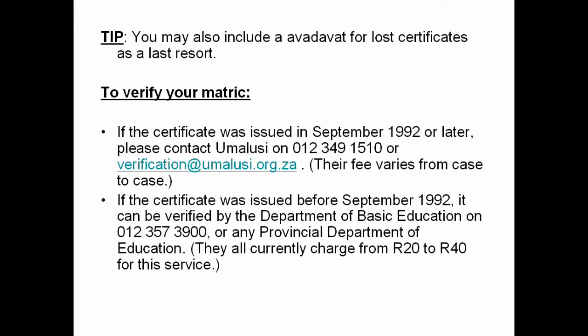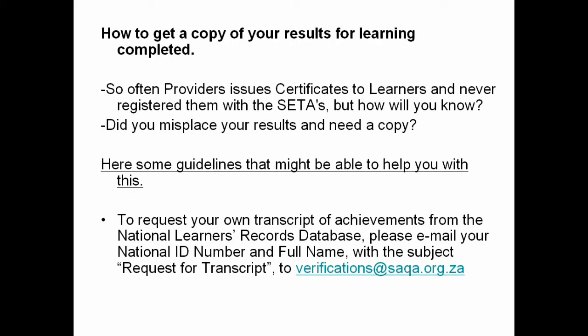How to get a copy of your results for learning completed. So often providers issue certificates to learners and never registered them with the SETAs, but how will you know? Did you misplace your results and need a copy? Here are some guidelines that might be able to help you with this. To request your own transcript of achievements from the National Learners Records database, please email your national ID number and full name, with the subject "Request for Transcript," to verifications@saqa.org.za. So that's it, end of part 2 of this video.